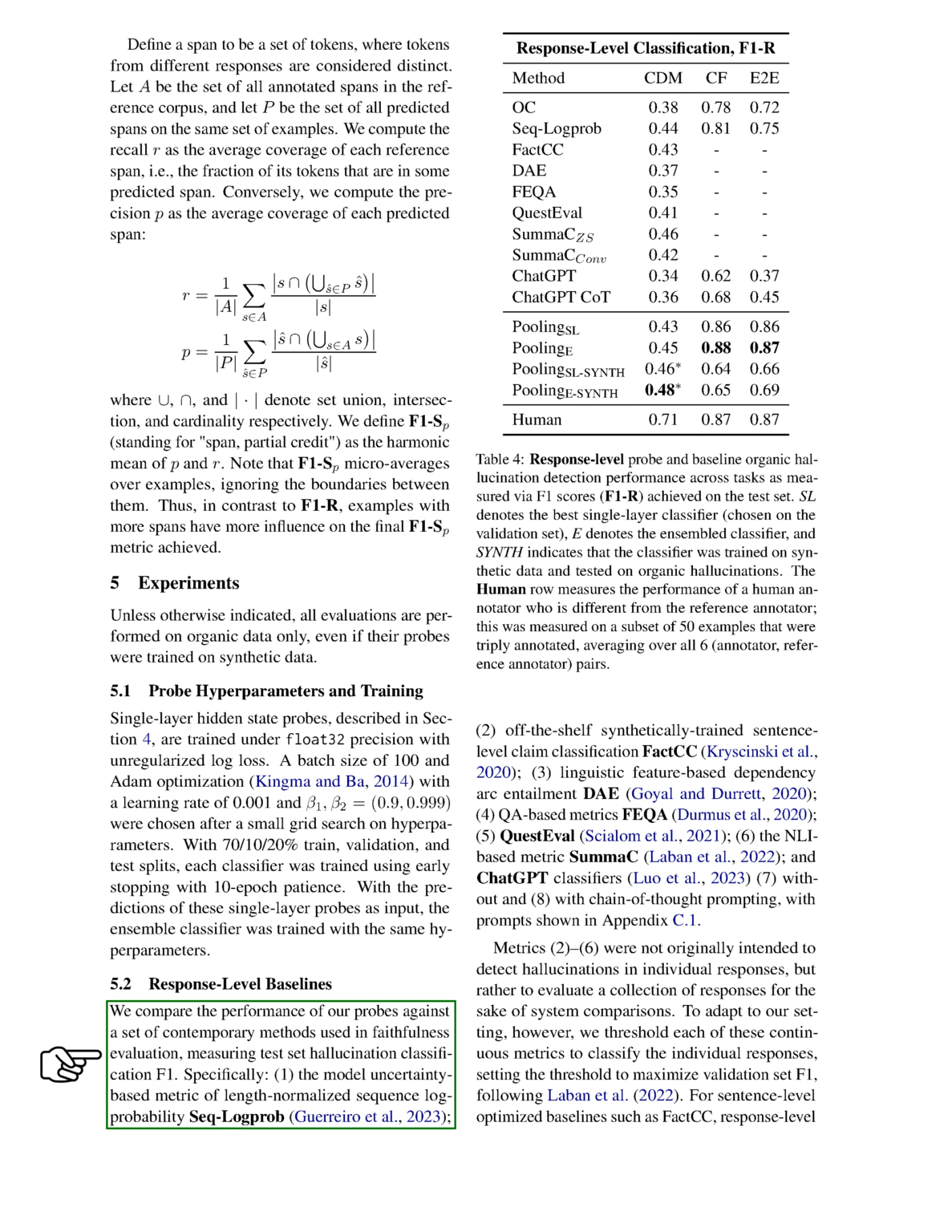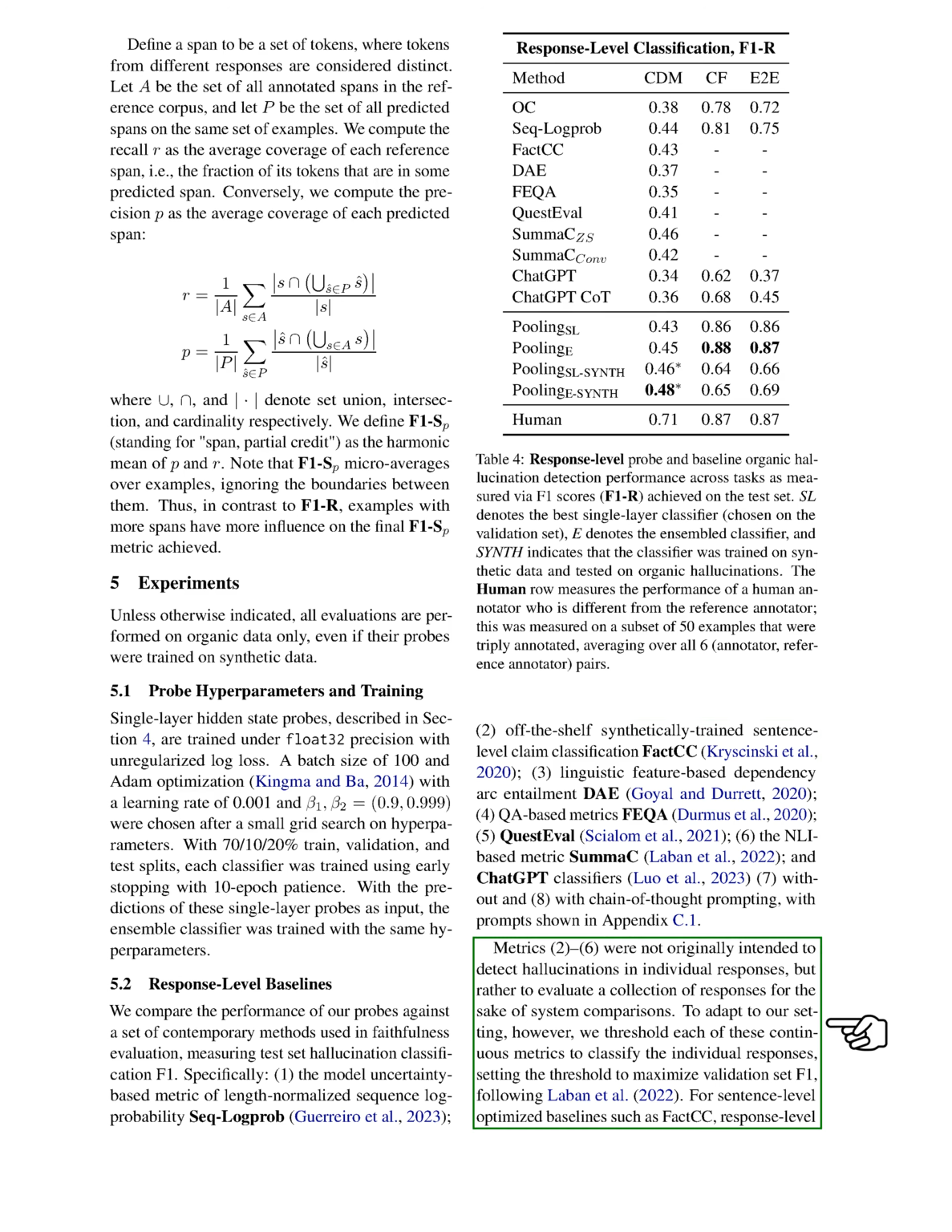We compared our probe's performance against a range of current methods used in faithfulness evaluation, measuring the F1 score for hallucination classification on the test set. These methods included the model uncertainty-based metric of length normalized sequence log probability, off-the-shelf synthetically trained sentence-level claim classification, linguistic feature-based dependency arc entailment, QA-based metrics, the NLI-based metric, and ChatGPT classifiers with and without chain-of-thought prompting.